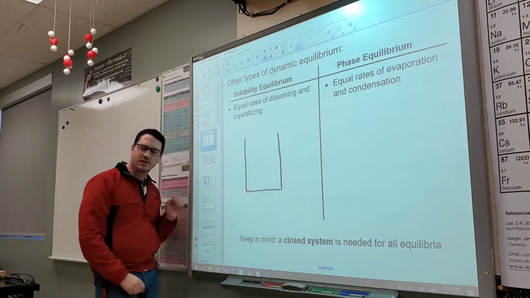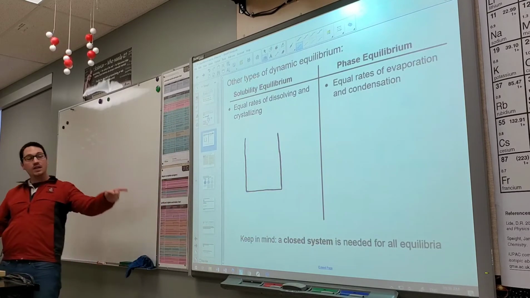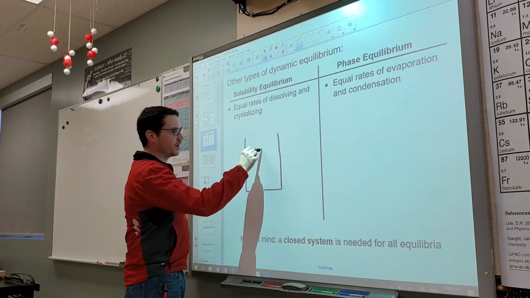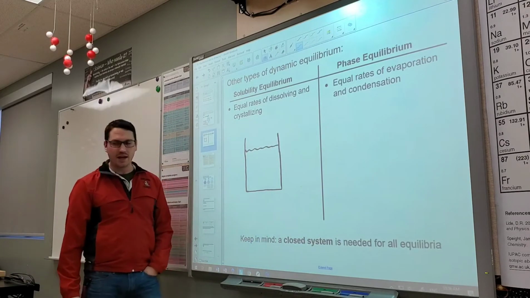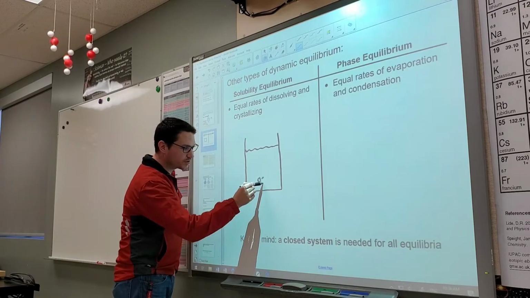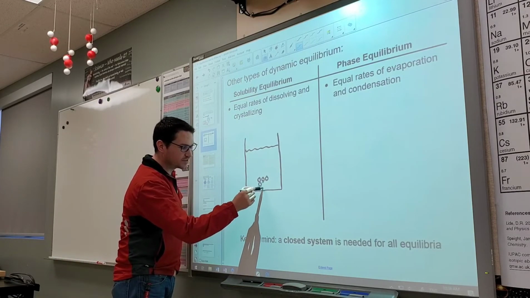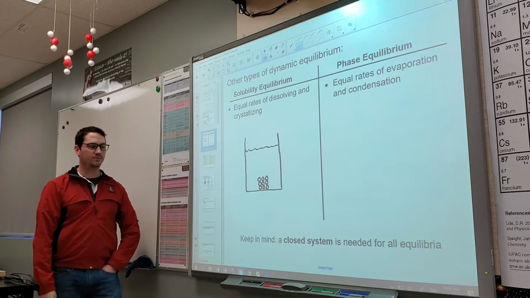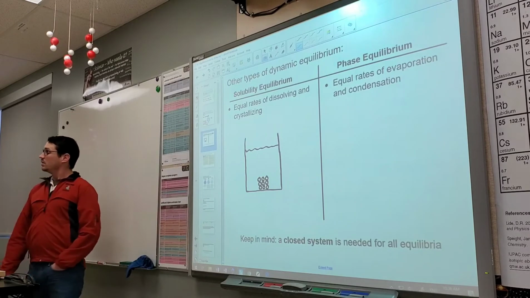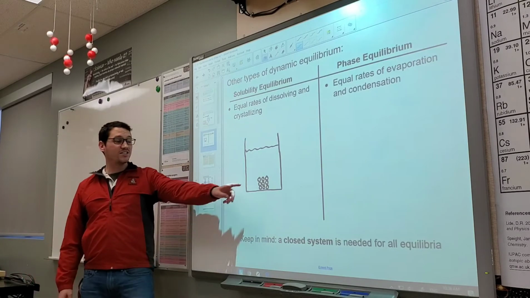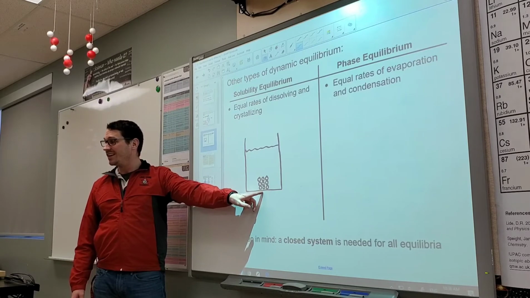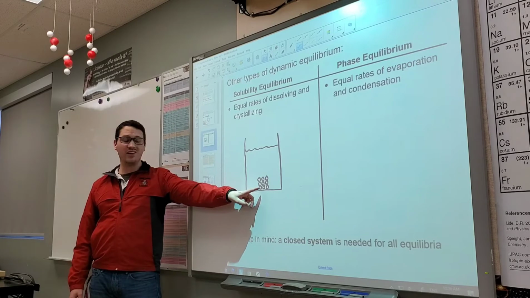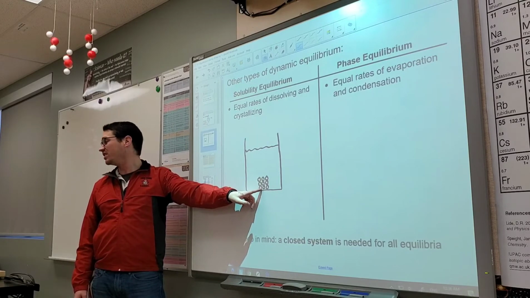This is a beaker. That's the best I can do. We have equal rates of dissolving and crystallizing. So we've got a solution. And in here, I'm going to draw a crystal of some sort of a solid. So we've got some sort of solute, and we've placed the solute inside the solvent. Think of sodium chloride in water, salt in water, right?